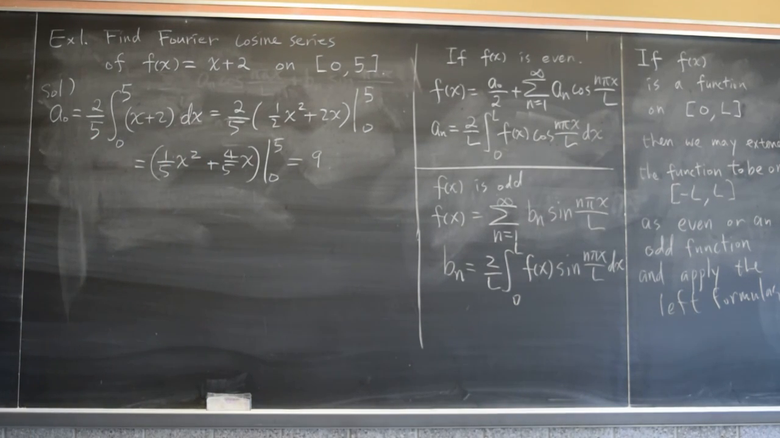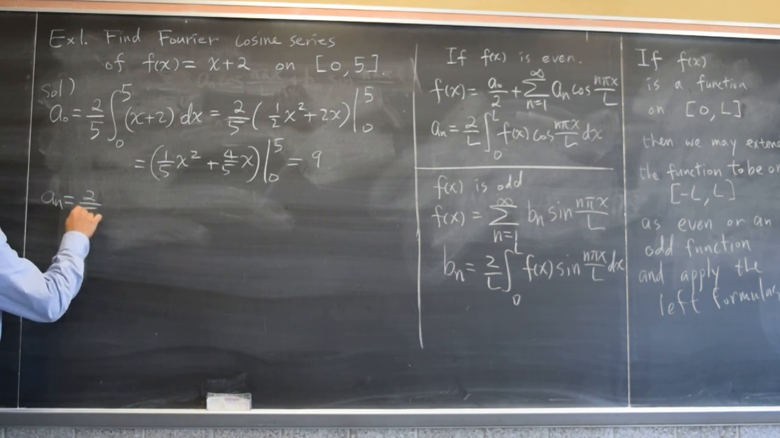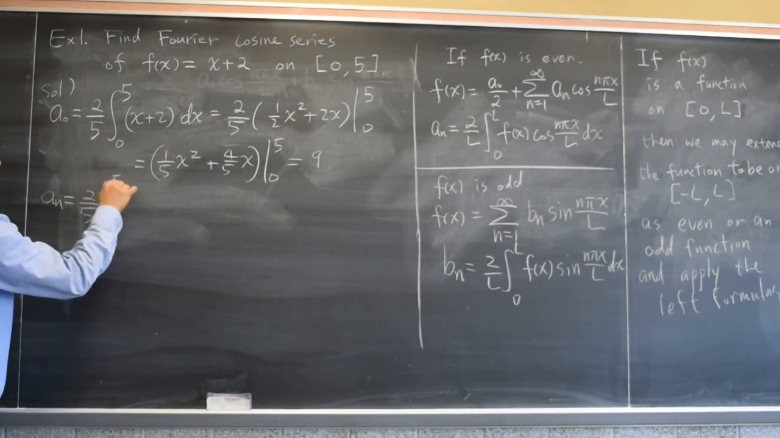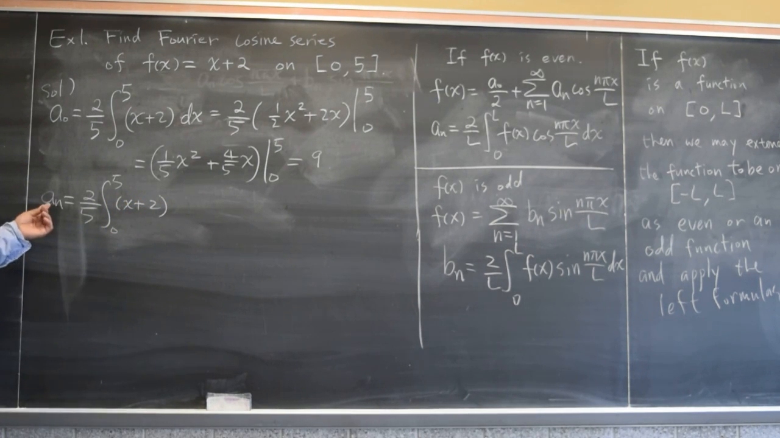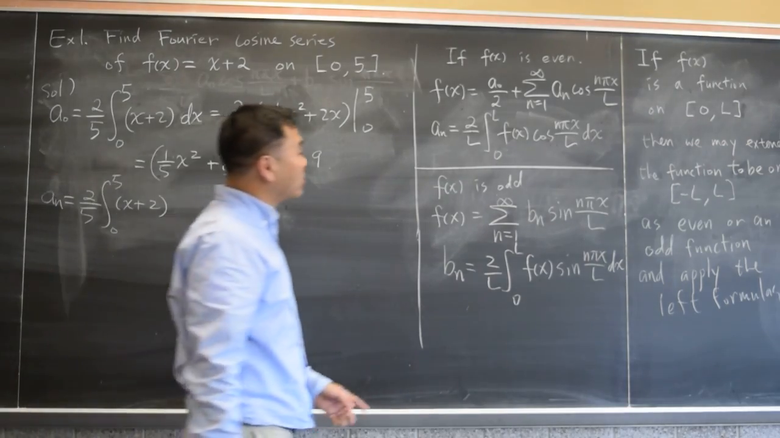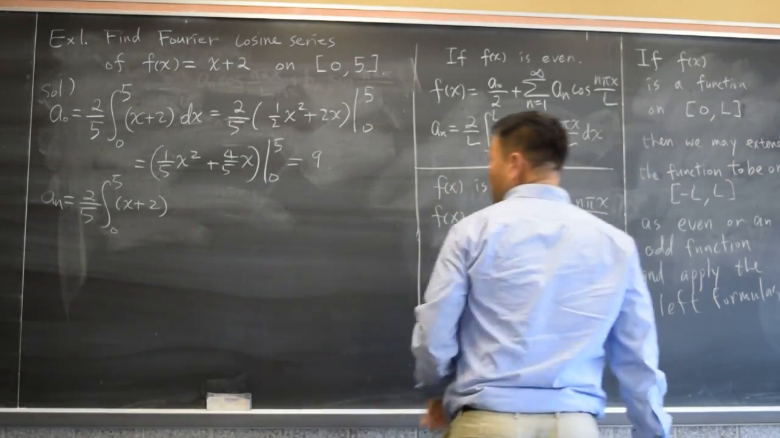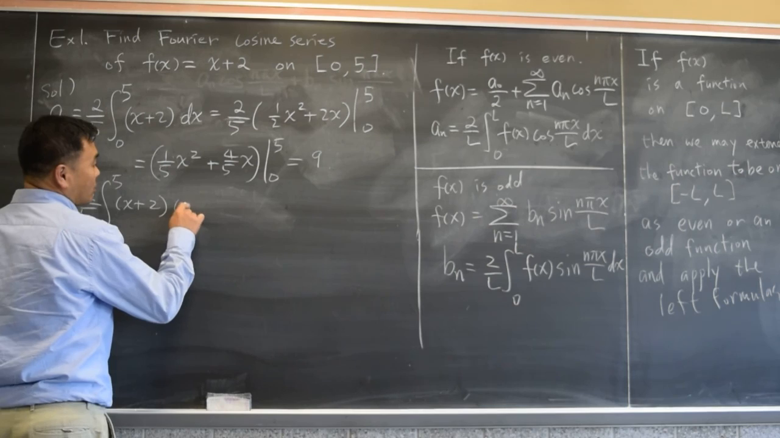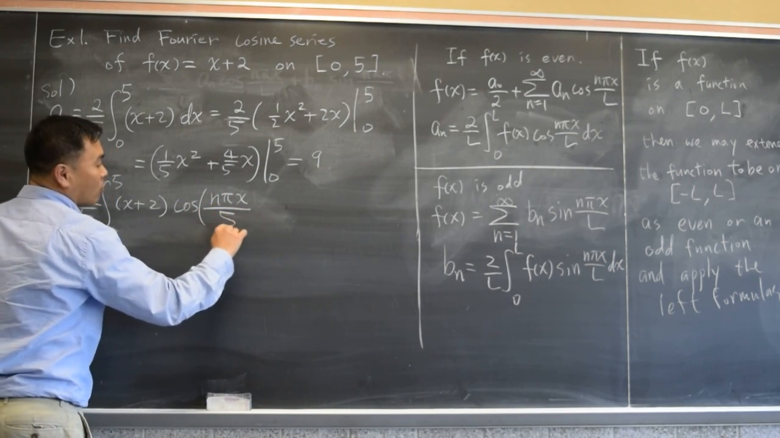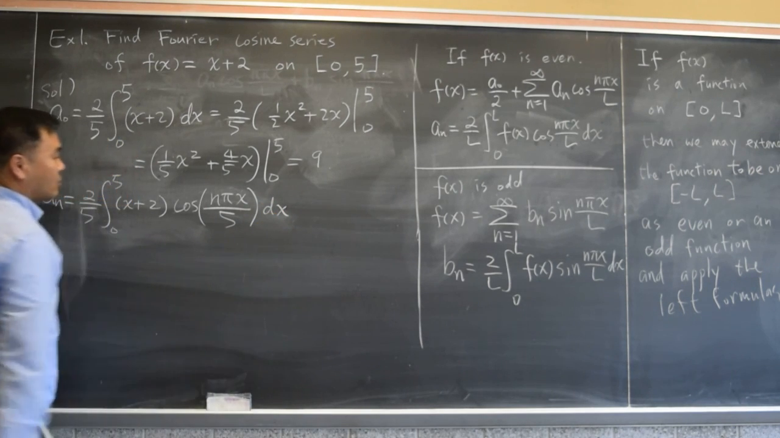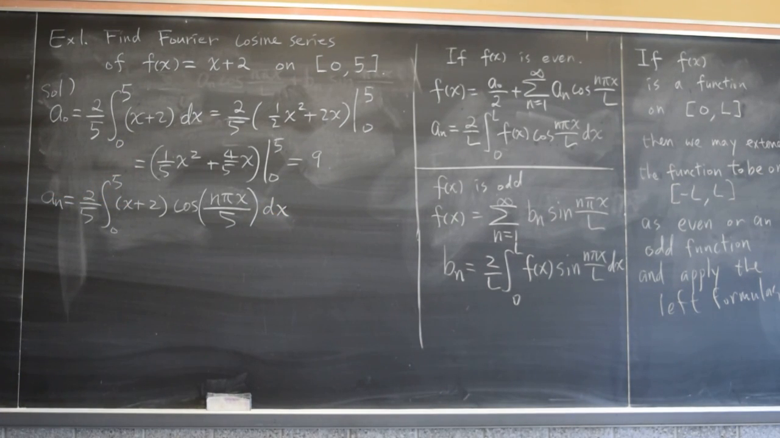So a0 over 2 is 9, so 9 is your value. Now an is 2 over 5 times the integral from 0 to 5 of (x plus 2) times cosine n pi x over 5 dx. It's the exact same thing, except now n is kept general, n for 1 or more. That means I do need the integral of (x plus 2) cosine n pi x over 5 dx. That's the calculation I need.